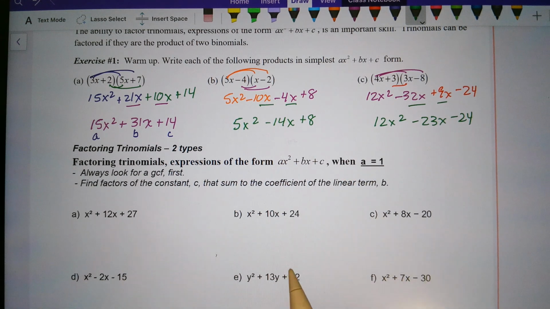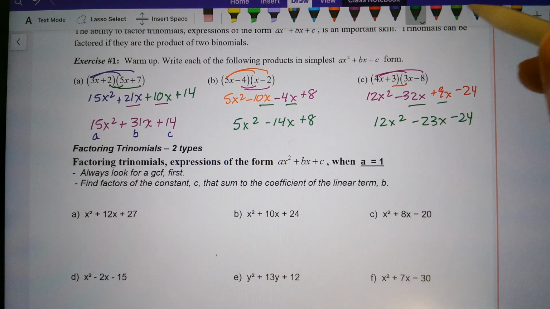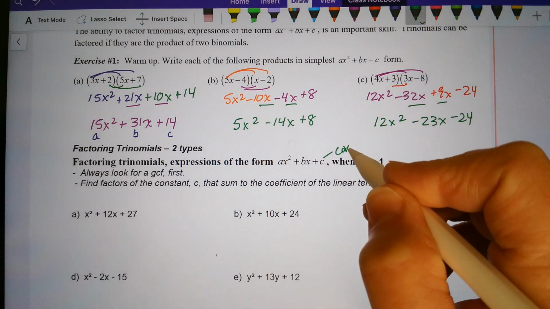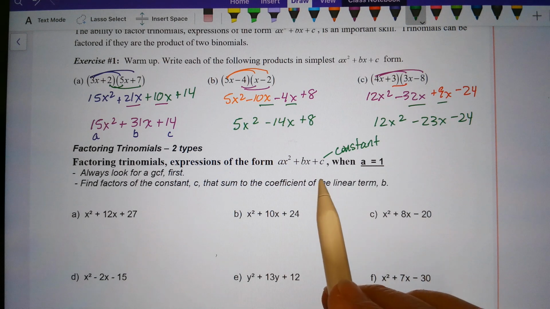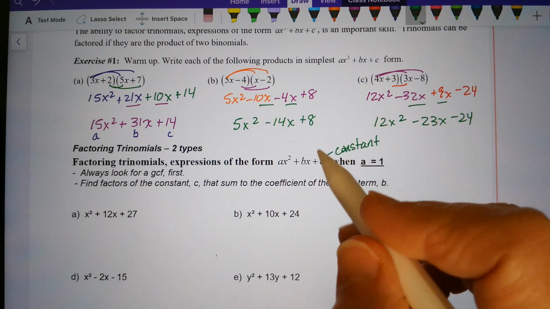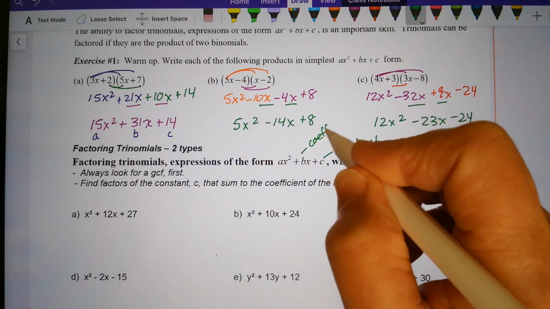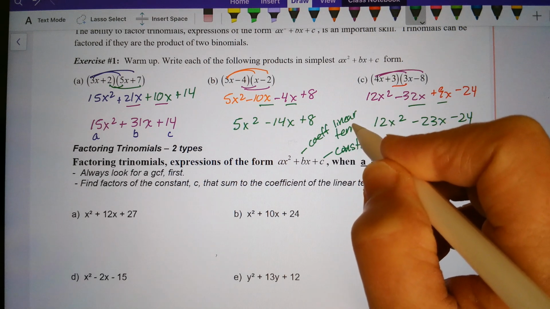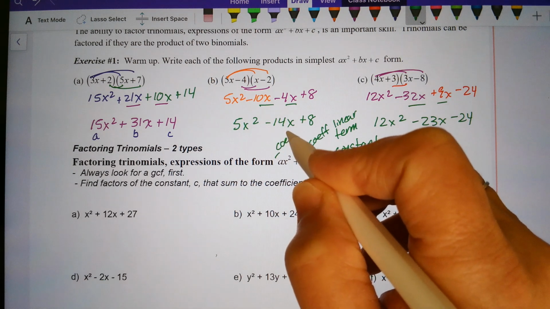So factoring trinomial expressions of the form ax squared plus bx plus c. C is considered the constant. That's a number. It has no variable with it. B is the coefficient of the linear term. And a is the coefficient of the quadratic term.